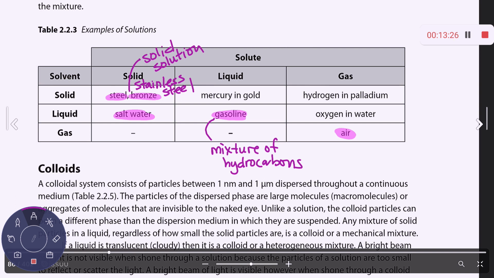And then lastly, let's talk about colloids. And then remind me to look at your periodic table so that we can label the different columns with their particular names. I just want to make sure that you understand that before you leave, okay?